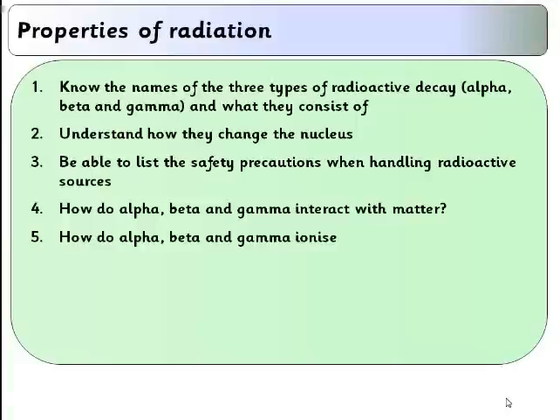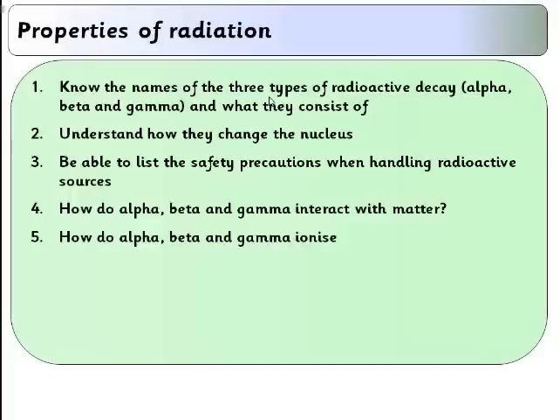In this lesson we look at the basic properties of radiation. Initially we're going to look at the three types of radiation, alpha, beta and gamma. We need to know how they change the nucleus, which is going to be pretty important, and we need to then talk a little bit about safety.